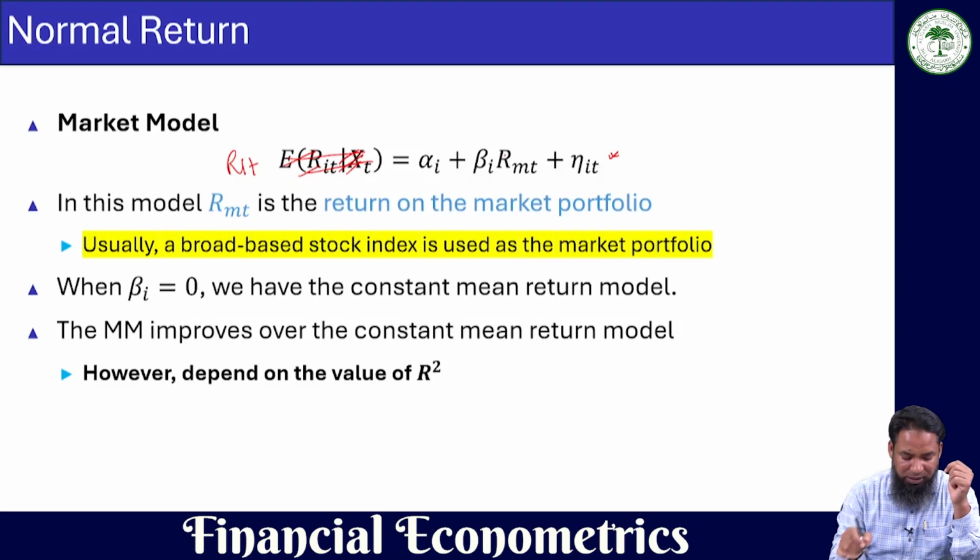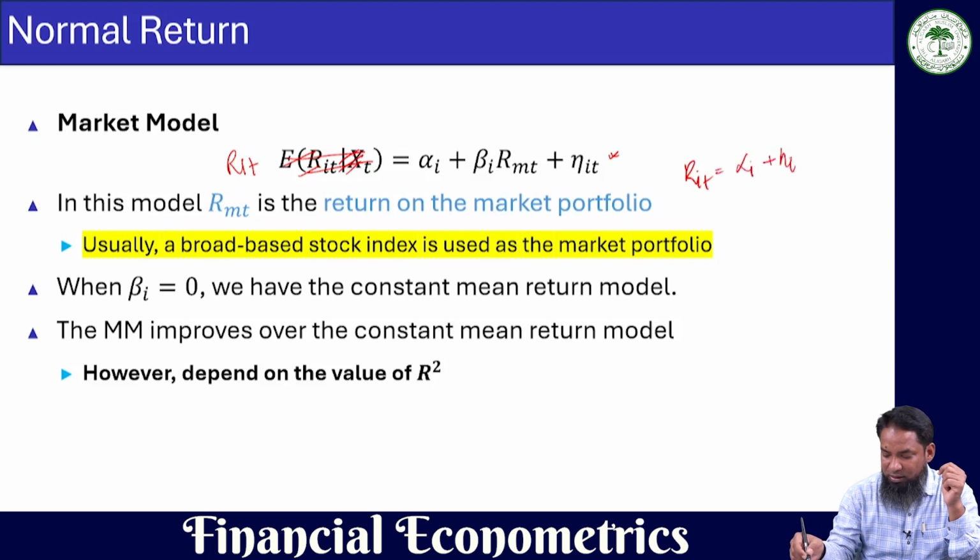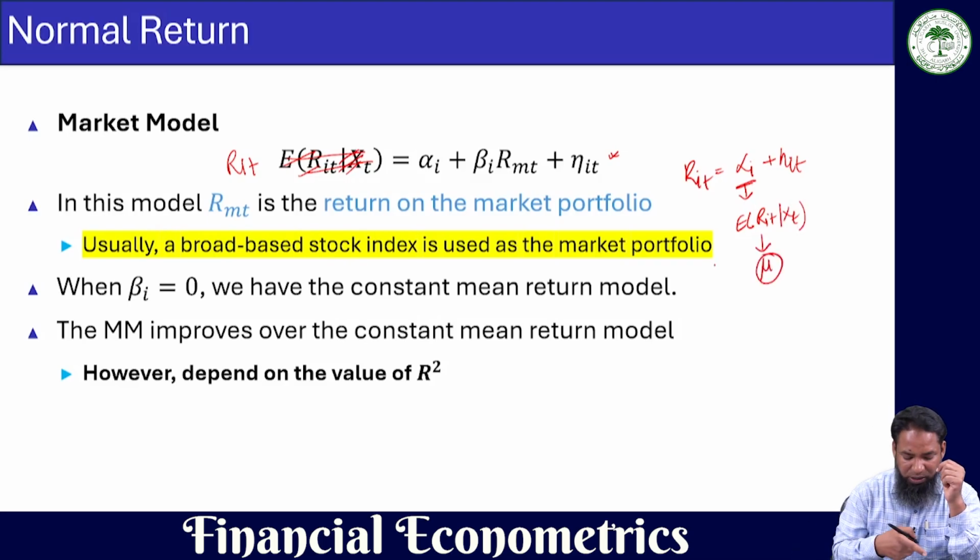Now, in this case, if beta i is equal to 0, we have the constant mean return model. In that case, we have R_it is equal to alpha i plus eta_it. So alpha i is nothing but the expected return of R_it given information X_t, which in the constant mean model we assume as mu. Therefore, when beta i is equal to 0, we go back to the constant mean return model.